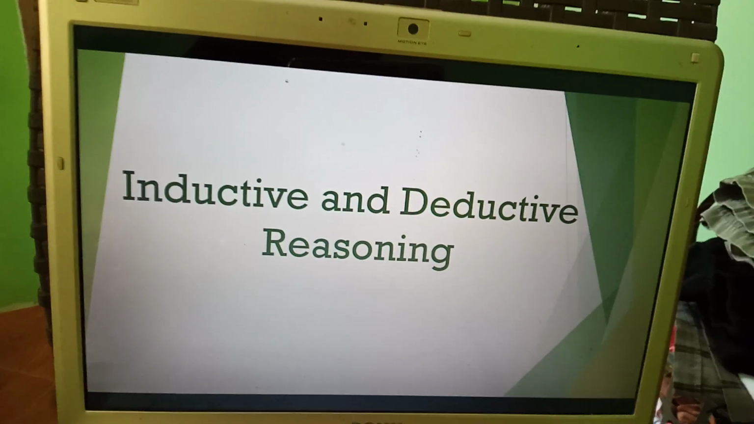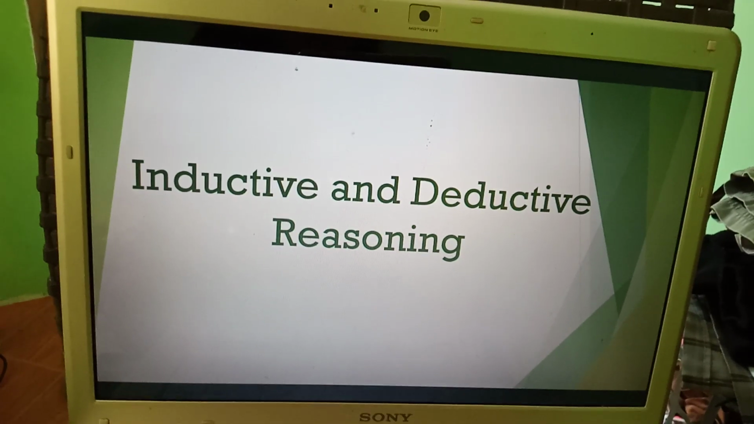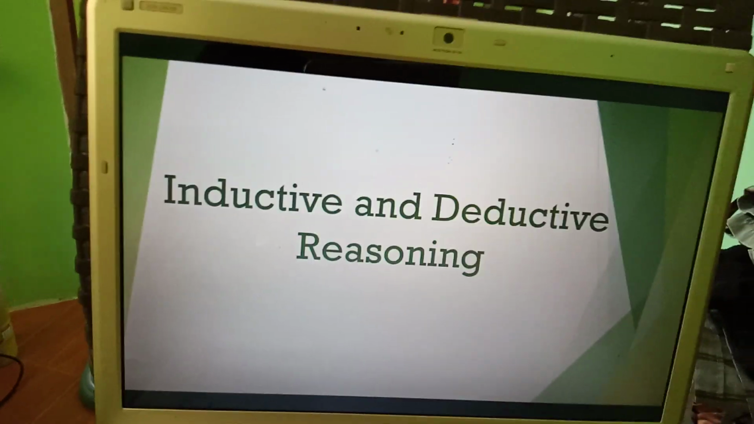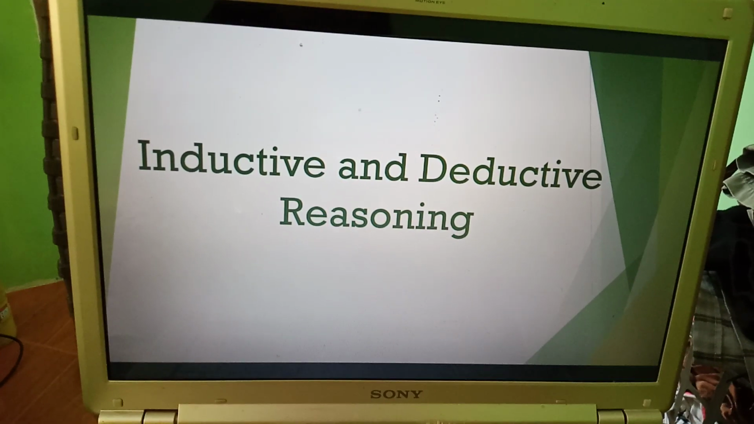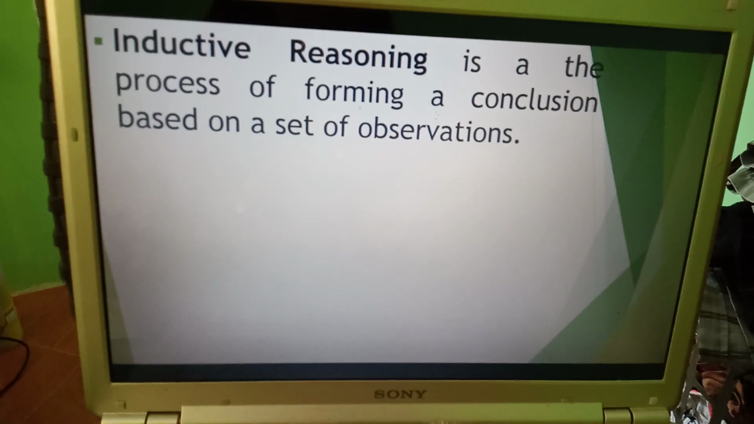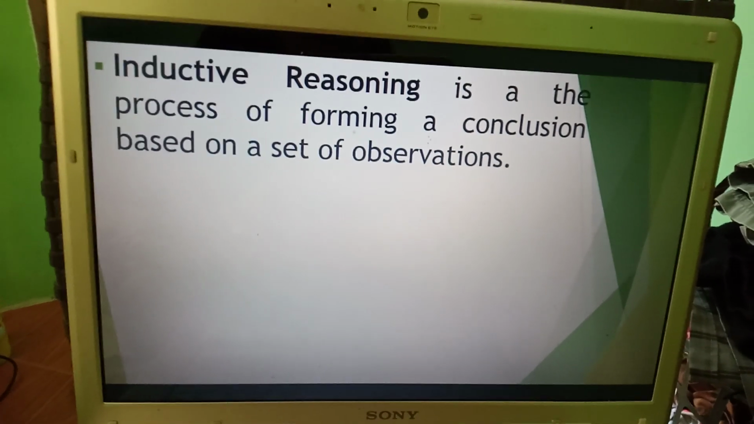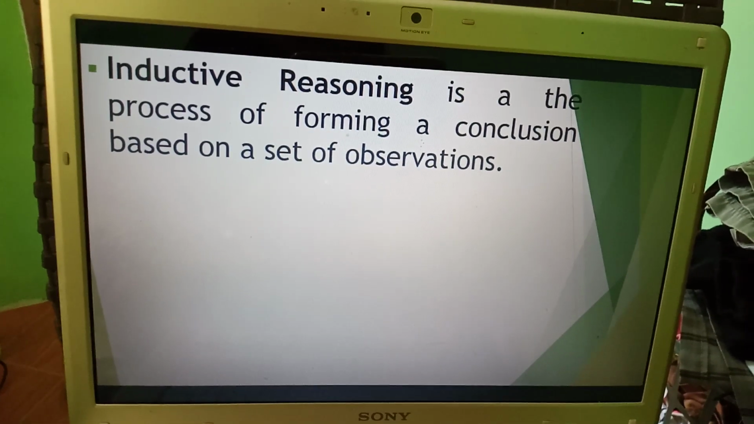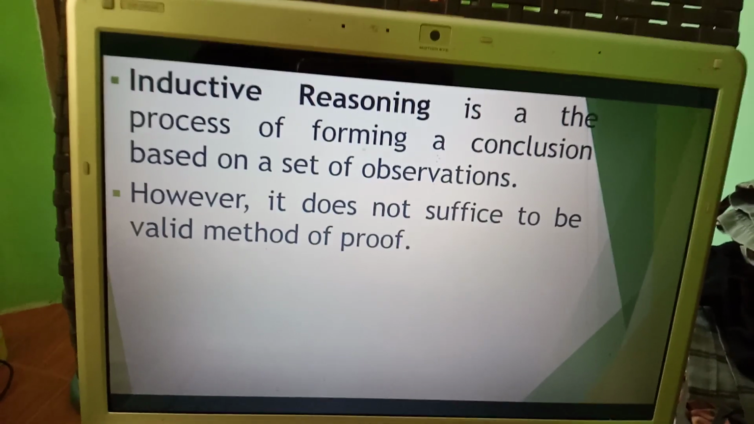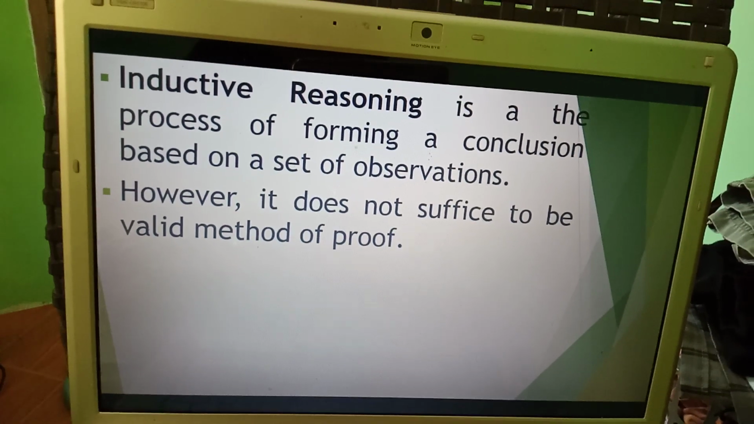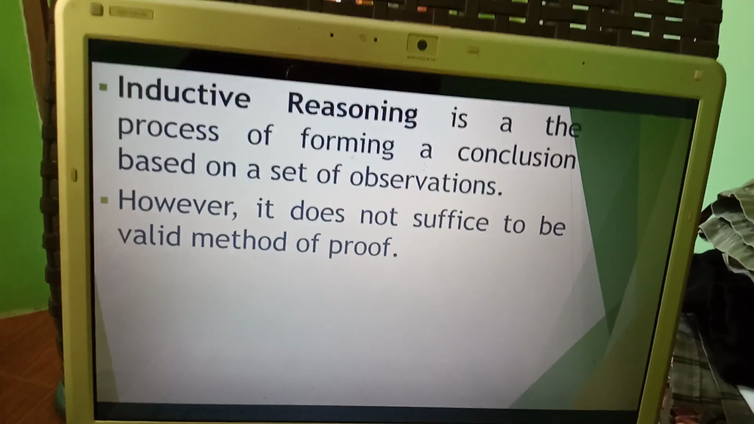Morning class. So our lesson is all about inductive and deductive reasoning. So this will help you how to make valid conclusions, okay, about a certain statement. So first, when we say inductive reasoning, it is the process of forming a conclusion based on a set of observations. Okay, set of observations. However, it will not suffice to be a valid method of proof.